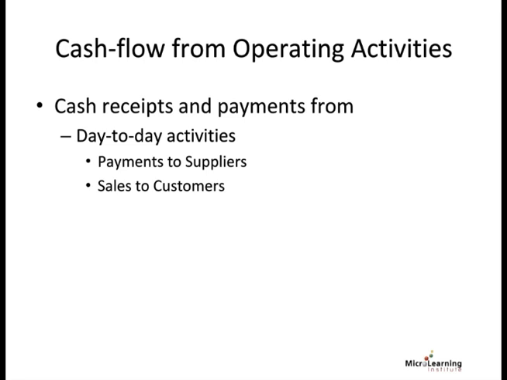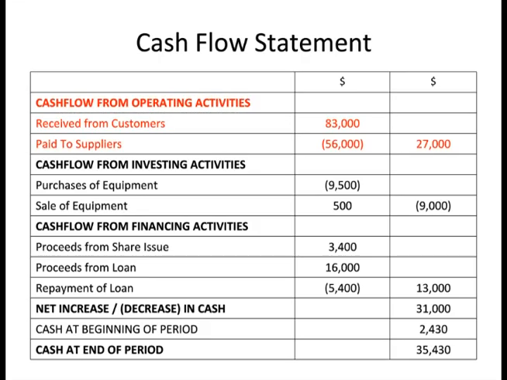Let's look at the first category, cash flow from operating activities. This category applies to the cash flows that occur in the day-to-day activities of the company. These day-to-day activities include payments to suppliers and sales to customers. In our simple cash flow statement, we can see the cash flow from operating activities of the company.